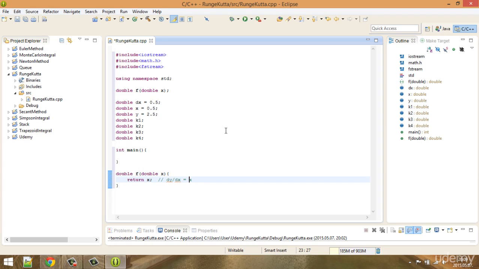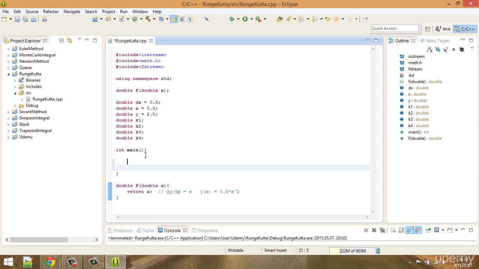And if you are familiar with how to solve differential equations, the solution is exactly that: y(x) is equal to 0.5 times x times x, so x squared. It's the function of a parabola. So if we want to plot it, we should get a parabola, something like this, kind of an exponential function.